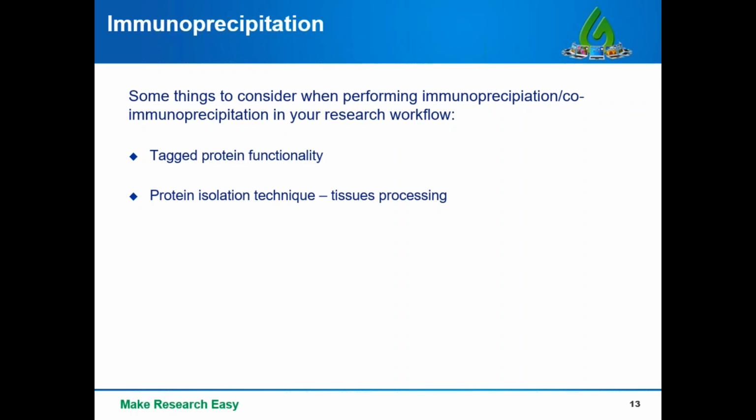Some things to consider when you use immunoprecipitation or co-IP in your research workflow for plant biology are your tag protein functionality, and also, and this is the most important thing in my experience, your protein isolation technique. What I mean by this is the manner in which you're processing your tissues.